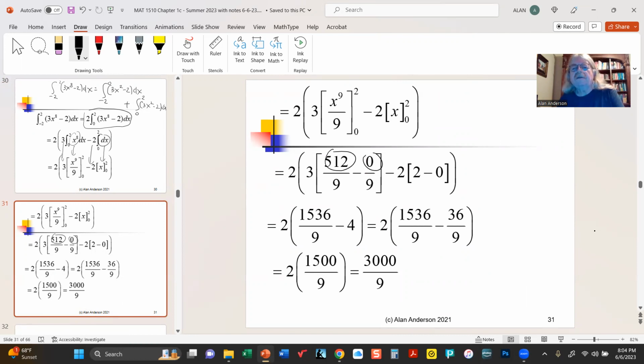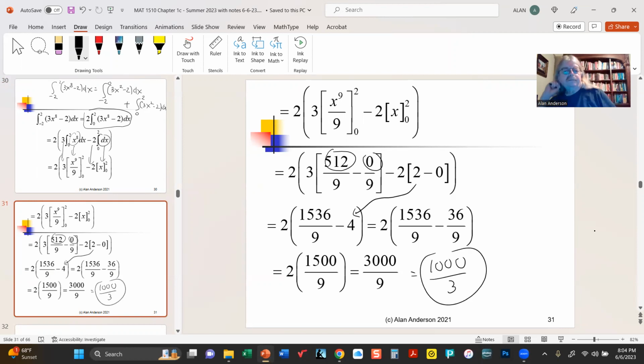No, this is not a typo. This is right. This reduces to 4. And this gives me 1536 over 9. Then we find a common denominator of 9. We ultimately end up with 3000 over 9, which is 1000 over 3. All right, so either way, we'll get the same result.